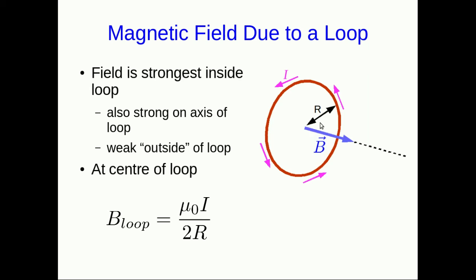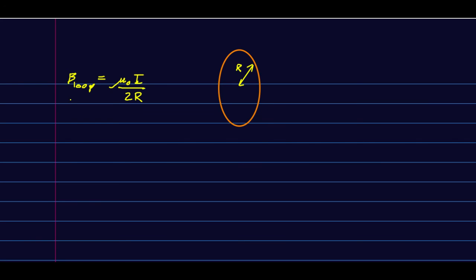Where it's strongest is at the very center of the loop, and there the strength is given by this formula, where that capital R is the radius of the loop. And that's true really only at the very center, but as long as you're close to the center, this will be about right. The real reason coils, or loops, are so much better than straight wires for generating strong magnetic fields is that you can loop your wire around many times and get all those B fields just adding up.